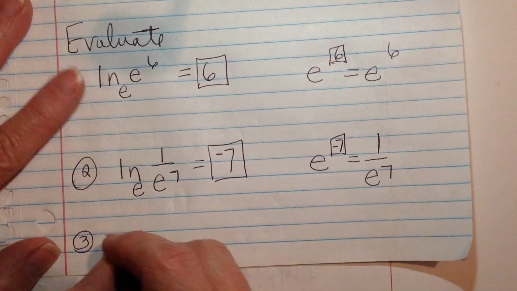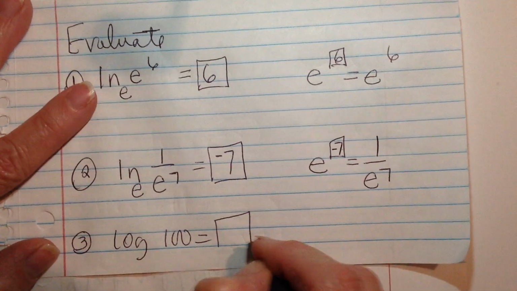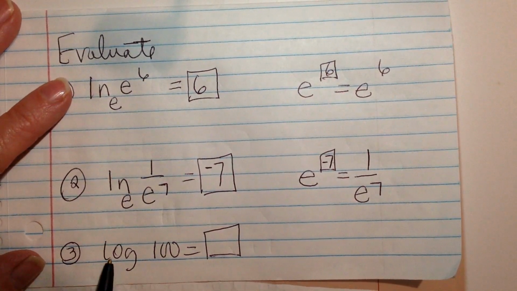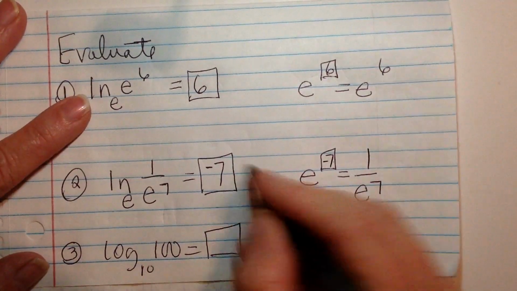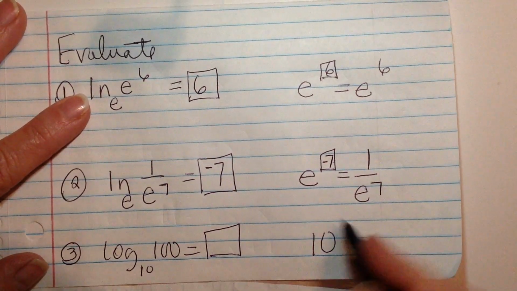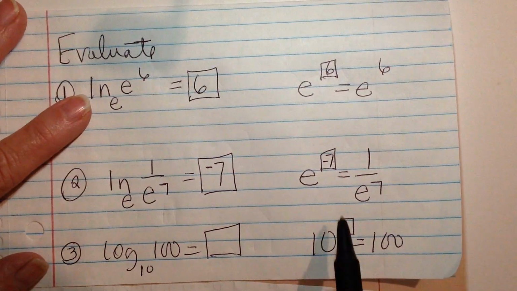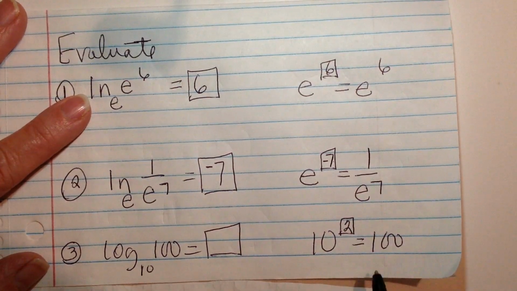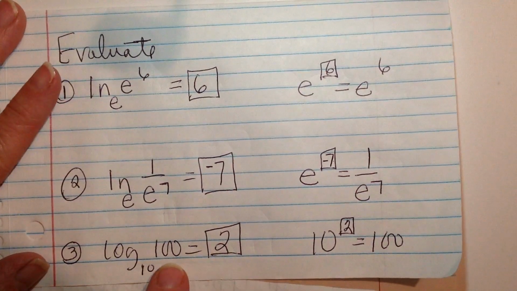Now I want to work one more with you. Log. Say I gave you log of 100 equals what? Now, if you don't see a base on log, it is understood to be 10. So you're thinking, change it to exponential. 10 raised to what power is going to give you 100? Well, 10 to the first is 10. What's 10 squared? 10 times 10 is what? 100. So if I was evaluating this log here, it would be 2 because 10 squared is 100.